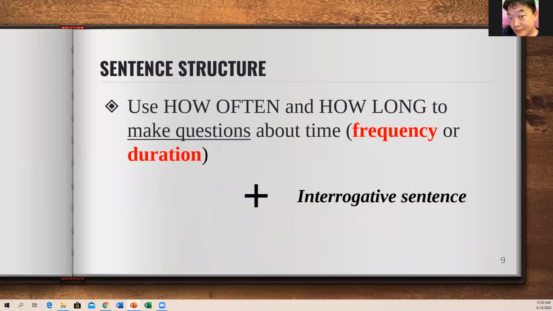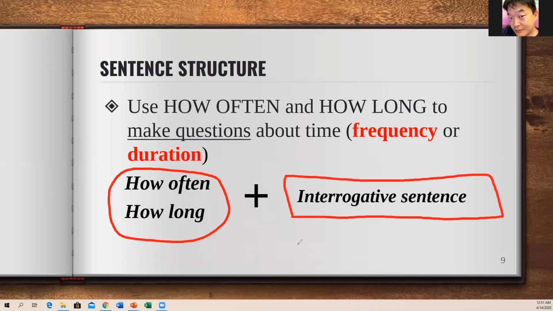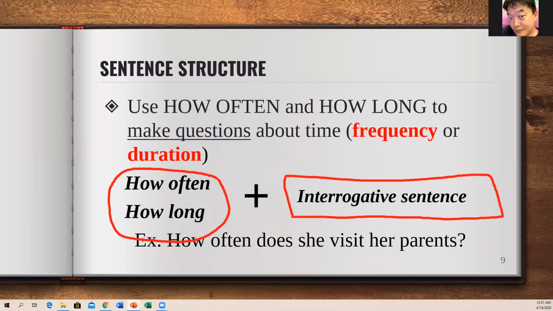Look here. So you have the sentence structure. Use how often and how long to make questions about time, frequency, or duration. How often and how long, always in the beginning. And then the interrogative sentence or question. Okay? Everything I just said now, I'm just putting in a more visual way with graphics and okay?